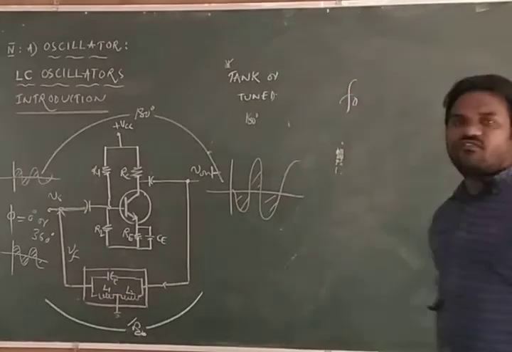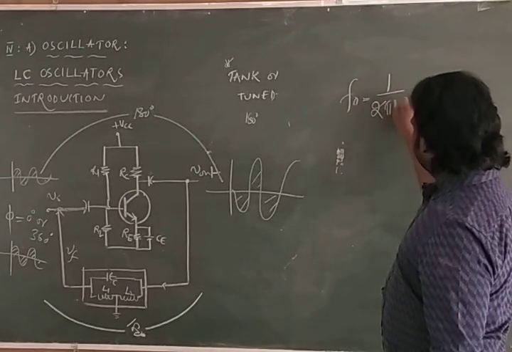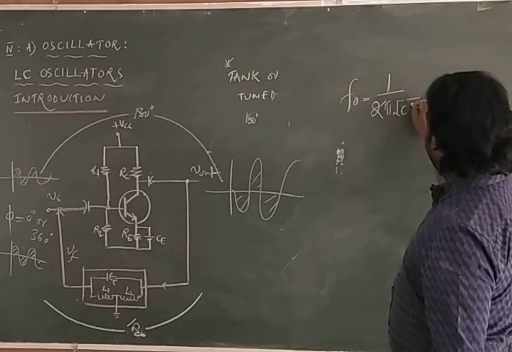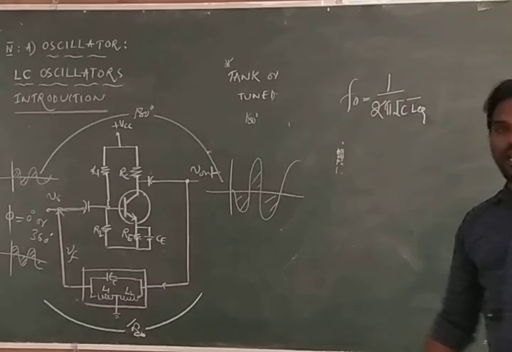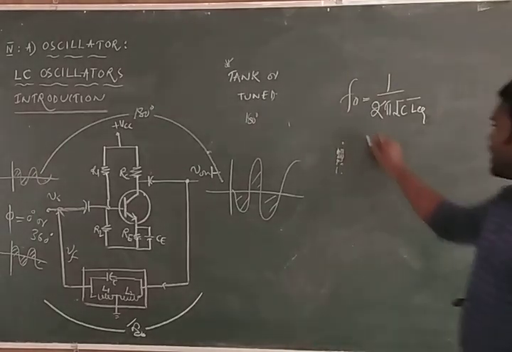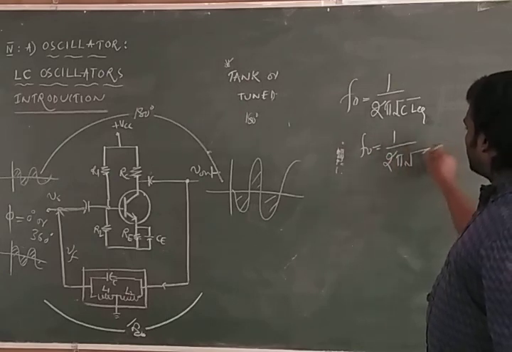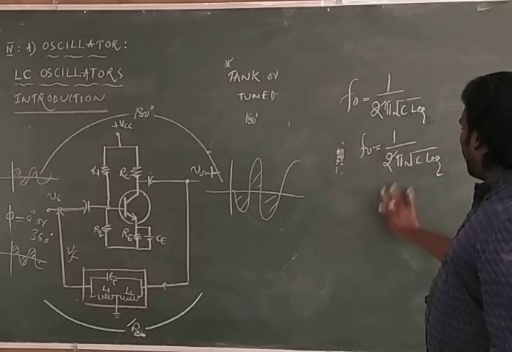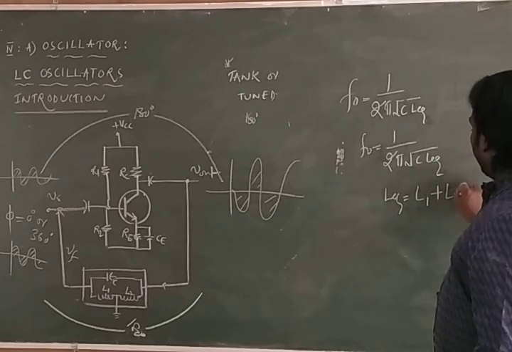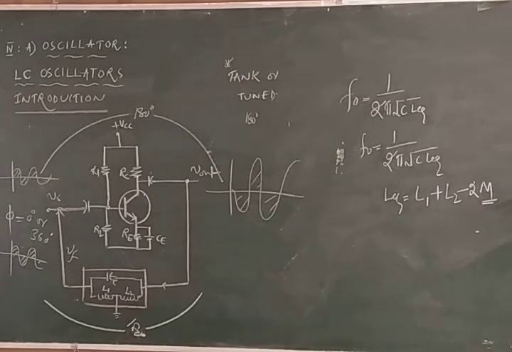Frequency of oscillation FO is equal to 1 by 2 pi under root L into C, where L is L equivalent. L equivalent, that means what, we are having two L's, right? And these two are connected in series, so FO is equal to 1 by 2 pi under root C into L equivalent, where L equivalent is equal to L1 plus L2 minus 2M. M is nothing but the mutual inductance.